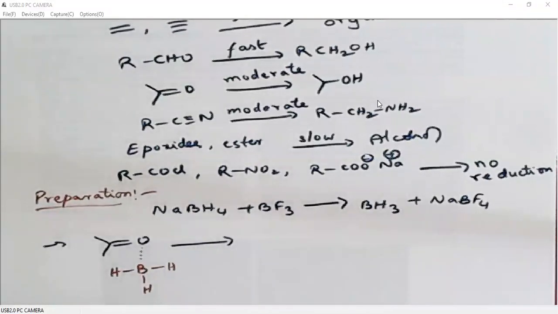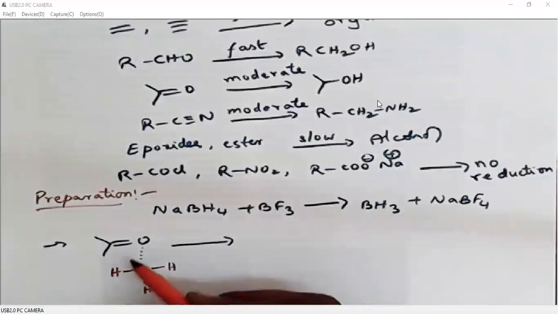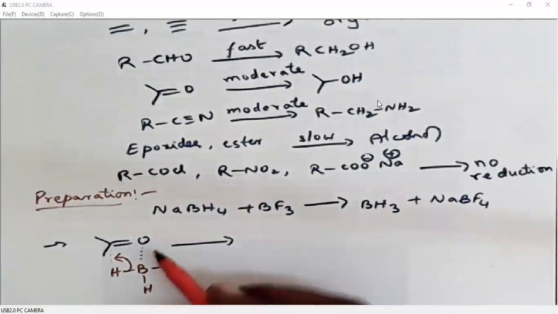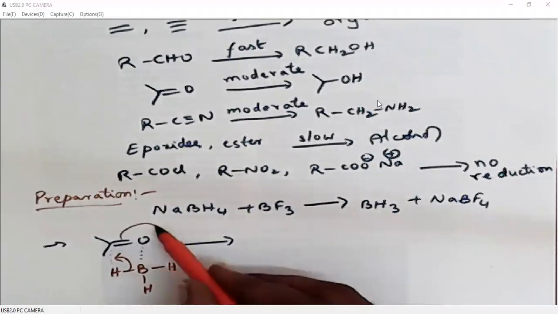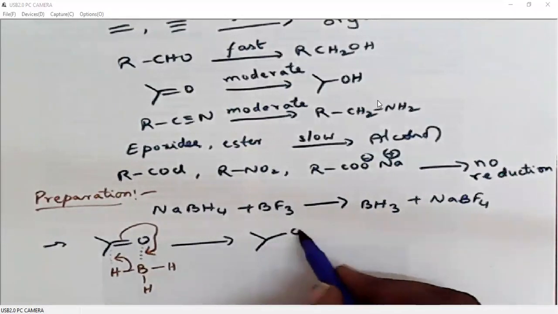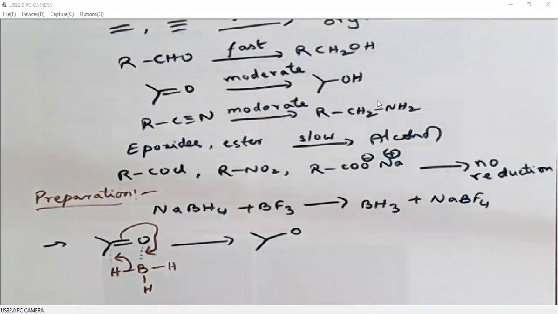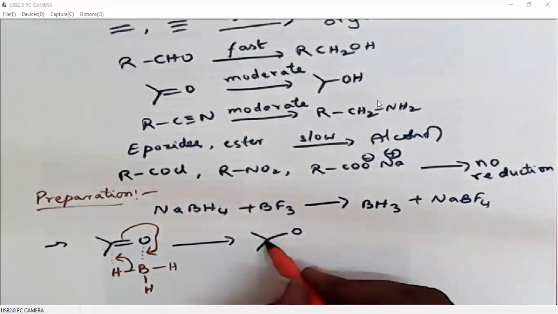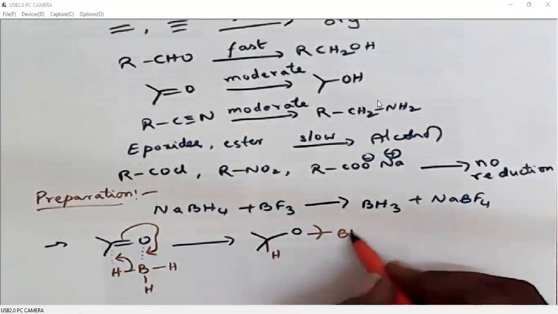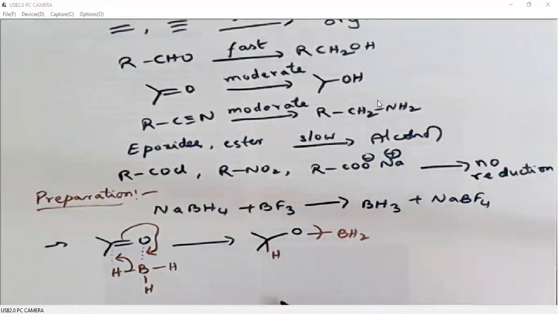Boron, being electropositive, will bind to the more electron-rich oxygen. So the hydride transfer takes place to the carbonyl carbon, then this carbon-oxygen double bond will break and form O minus. This O minus will form a bond with boron. Okay, so it generates a borate ester here. This is the hydrogen and BH2. This is called a borate ester.